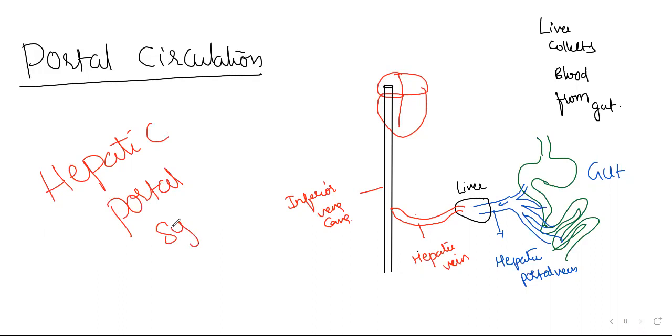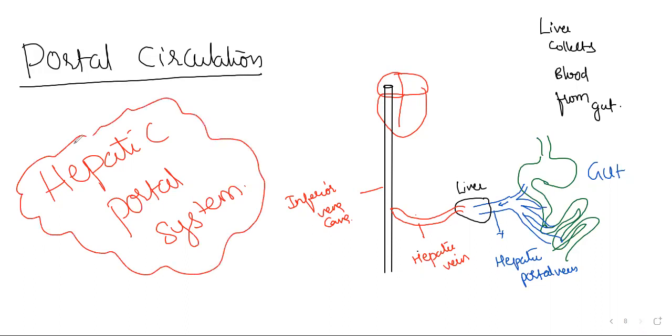Local circulation, we can say here. It is said to be local circulation. Along with pulmonary circulation and systemic circulation, a unique vascular connection exists between the digestive tract and liver. We call it the hepatic portal system. This hepatic portal vein carries blood from the intestine to the liver.